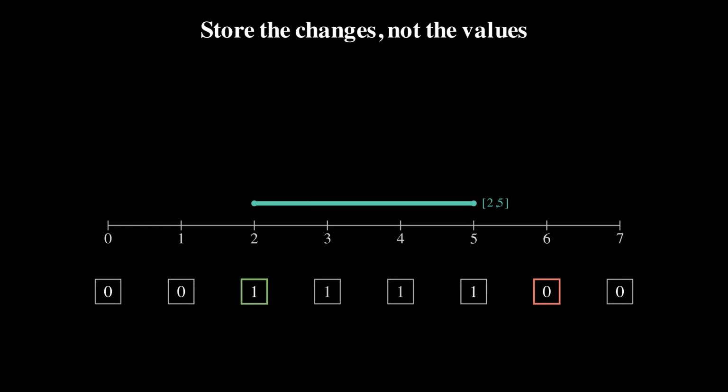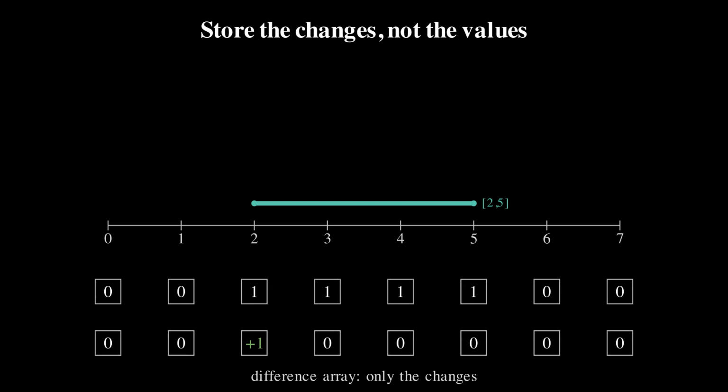That realization is the whole idea, so let's act on it. Instead of storing the values, store only the changes. Put a +1 where the contribution starts, at position 2, and a -1 where it stops, at position 6. This array of changes is the difference array.